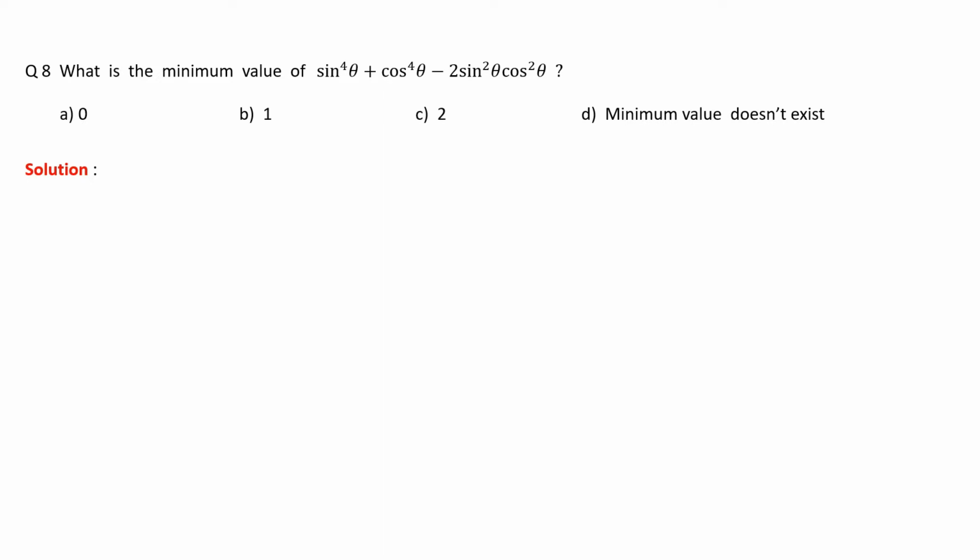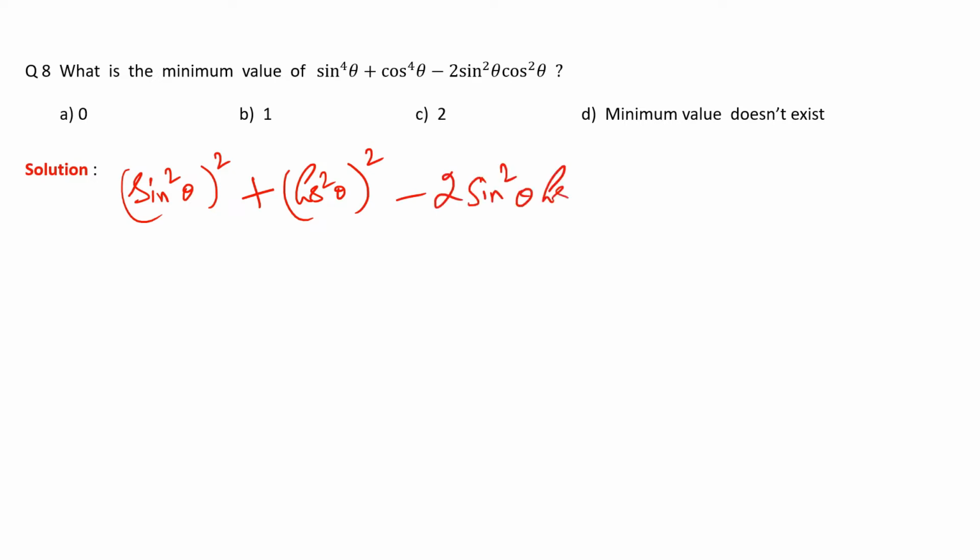It says, what is the minimum value of sin^4 theta plus cos^4 theta minus 2 sin^2 theta cos^2 theta? Now we know that sin^4 theta can be written as (sin^2 theta) whole square, plus cos^4 theta can be written as (cos^2 theta) whole square, and then we have minus 2 sin^2 theta cos^2 theta. So now if I apply the identity a^2 plus b^2 minus 2ab equal to (a minus b) whole square, it will become (sin^2 theta minus cos^2 theta) whole square.